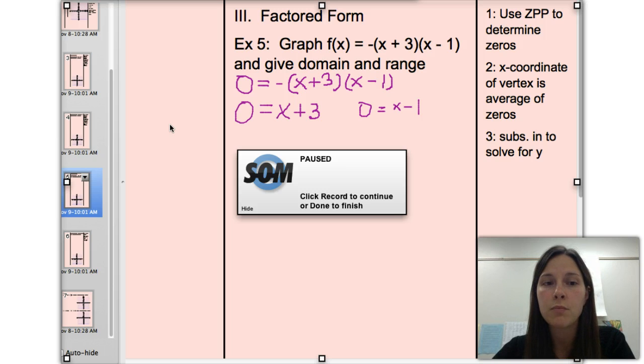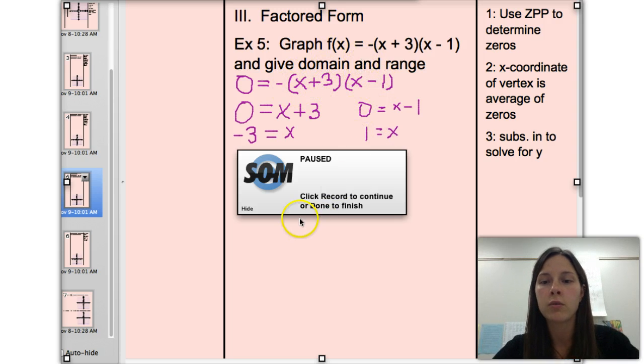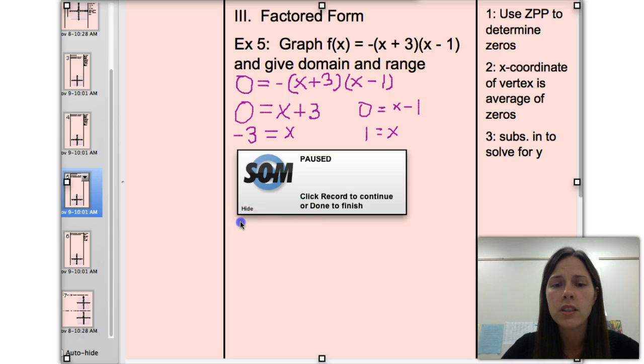Alright, so once you set each piece equal to 0, you'll solve those equations to get your x-intercepts. As a reminder, the only way to multiply to 0 is if you are multiplying by 0. So when you look at our original equation, we have 0, if x is -3, times something equals 0. Or if we're thinking about x equaling 1, solving the second one, we have something times 0, which will also equal 0. I recommend once you have your x-intercepts that you write them as ordered pairs.